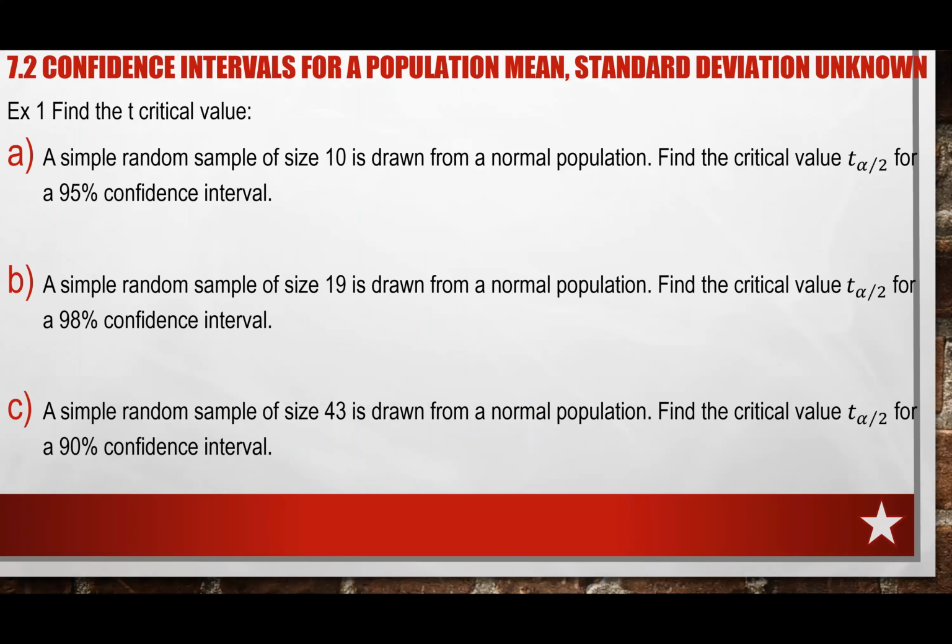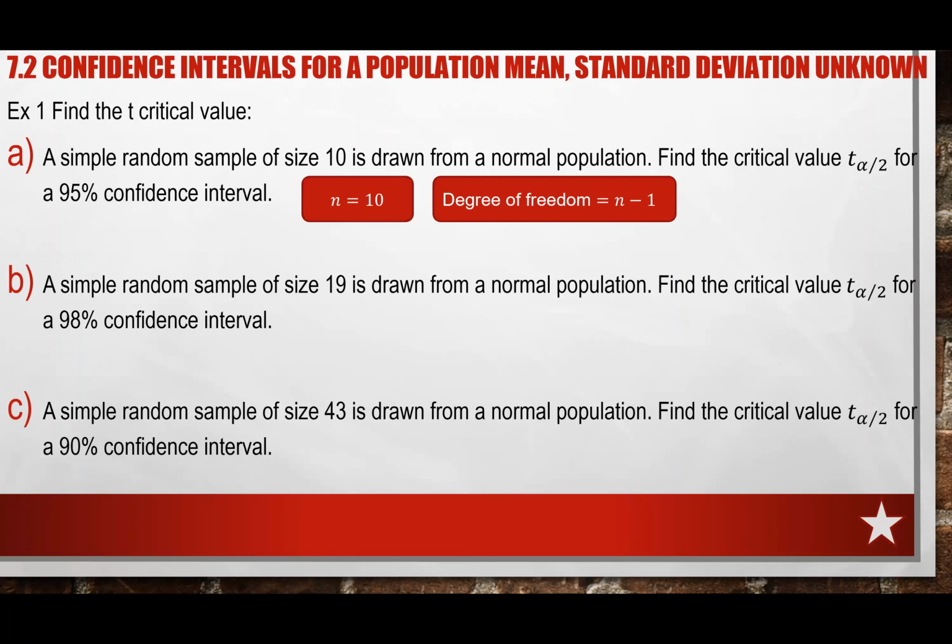Reminder, in order for you to find a critical value, the first thing you need to have is a degree of freedom. Reminder that the degree of freedom is not the N. The degree of freedom is N minus 1, so the degree of freedom here is 9. That's the first thing you need. And now we ask ourselves, what is the confidence level? In this case, the confidence level is 95.